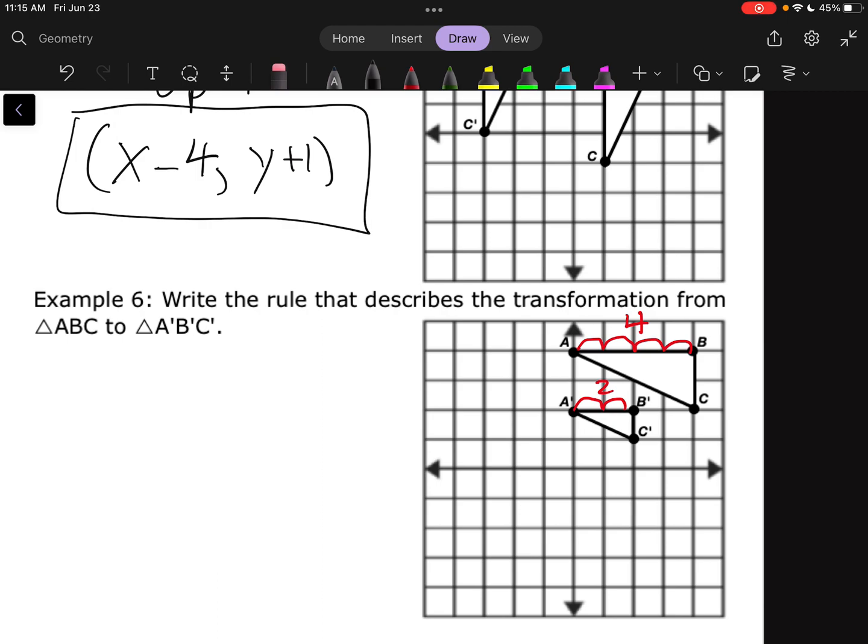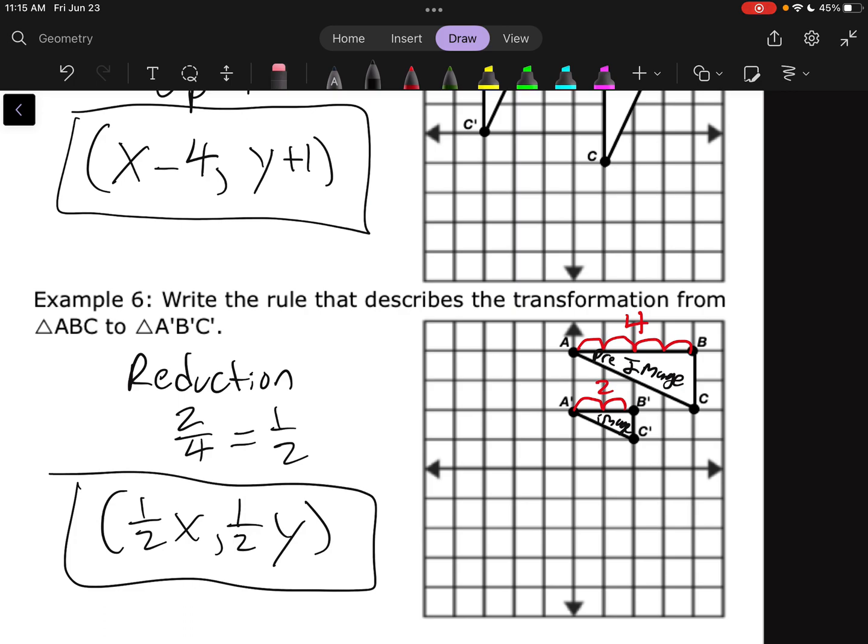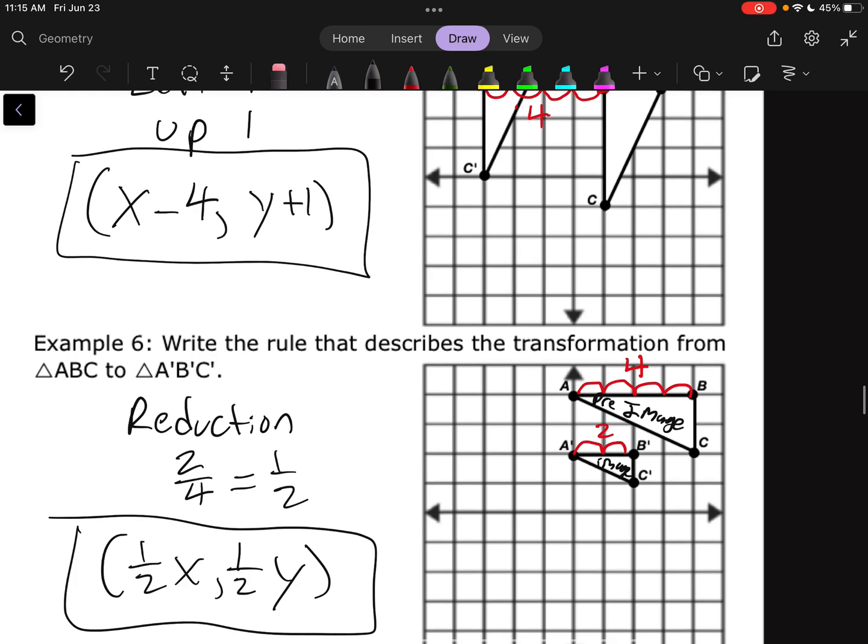The original shape is the big one. This is the pre-image. And this is the image. So we're getting smaller. This is a reduction. And how much smaller are we getting? Well, to find the scale factor, you do new over old. So 2 over 4 is 1/2. So if the scale factor is 1/2, that would be 1/2 x, 1/2 y. That's how we would write the rule. Okay, so translations you write by doing pluses or minus afterwards, and dilations you do by putting the scale factor times x, scale factor times y.